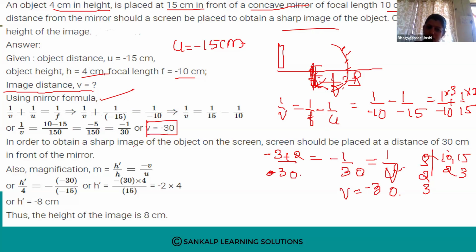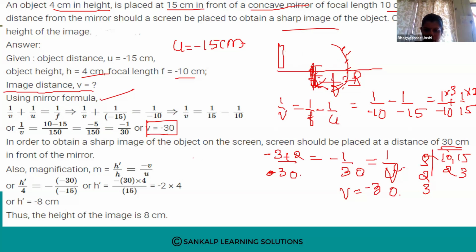In order to obtain a sharp image of the object on the screen, the screen should be placed at a distance of 30 centimeter in front of the mirror. So the screen should be placed at the distance of 30 centimeter in front of the mirror. Okay, on the left side. So here we will keep the screen, right?